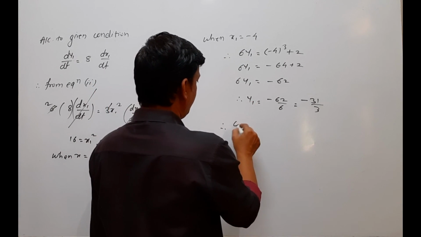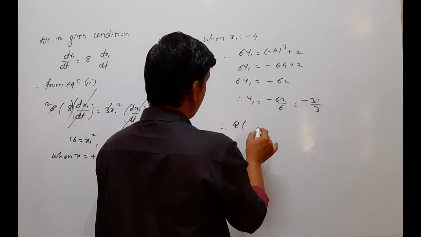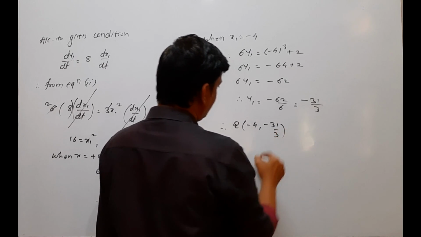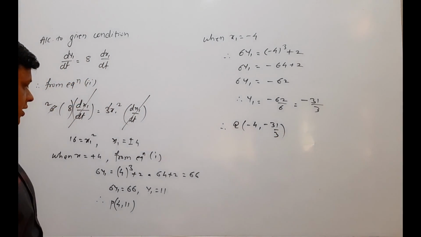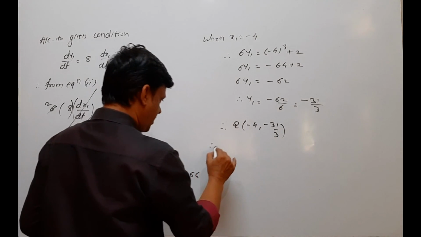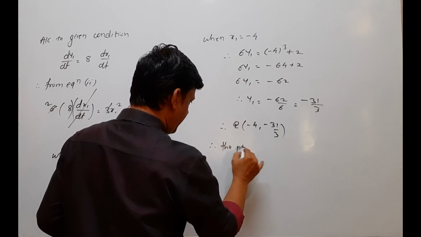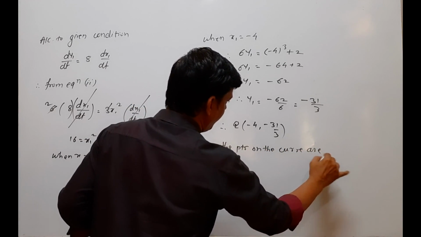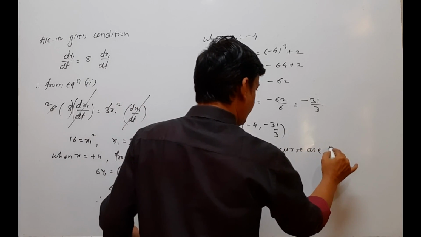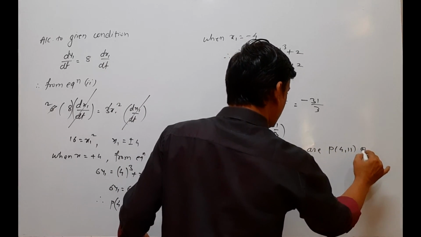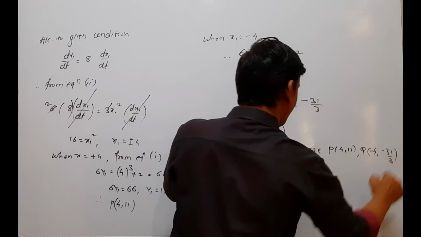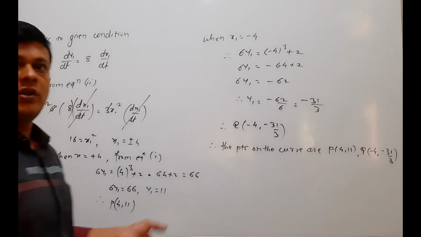Therefore this point we consider Q. Therefore Q is minus 4, minus 31 by 3. Therefore the points on the curve are P of 4, 11 and Q of minus 4, minus 31 by 3. So in this way you have to solve the question.